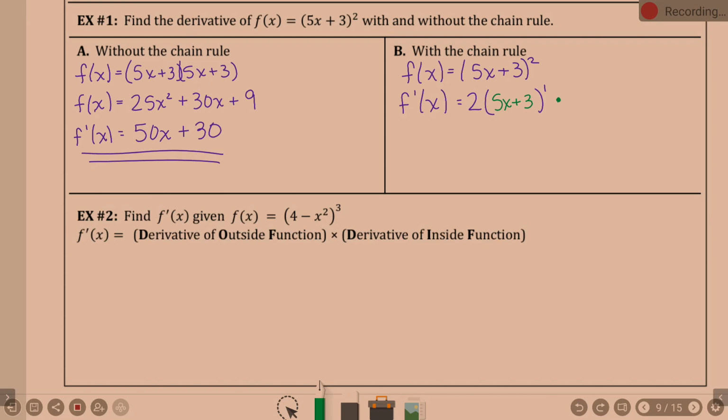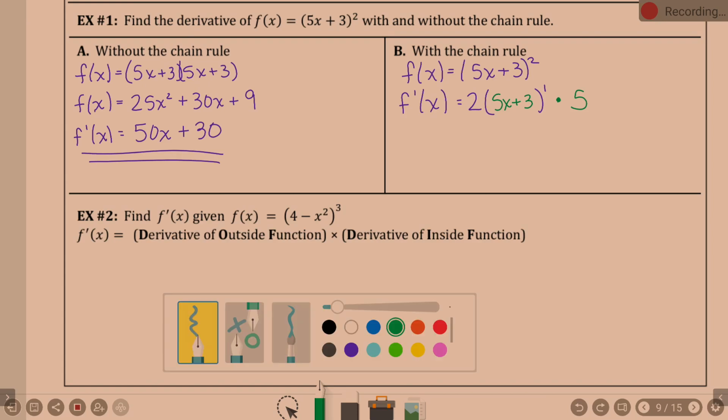And now it's times, if you look up above, g prime of x, the inside. What's my inside function? 5x plus 3. What's the derivative of 5x plus 3? 5. Now, that's your derivative. Let me prove to you it's the same if we clean it up.